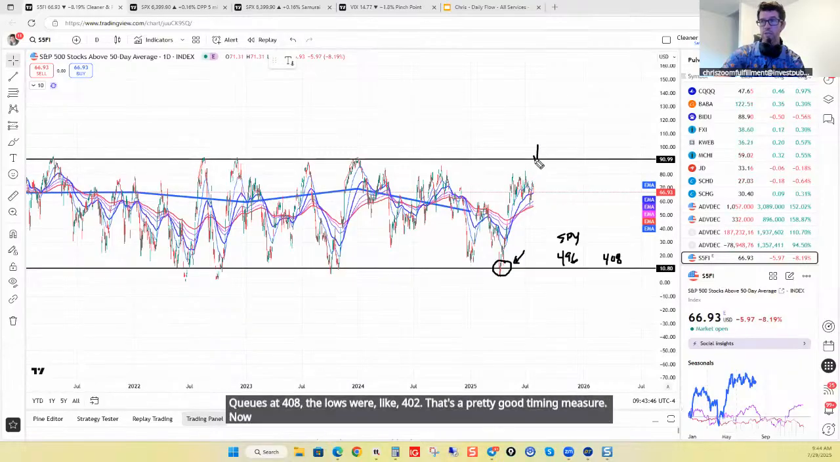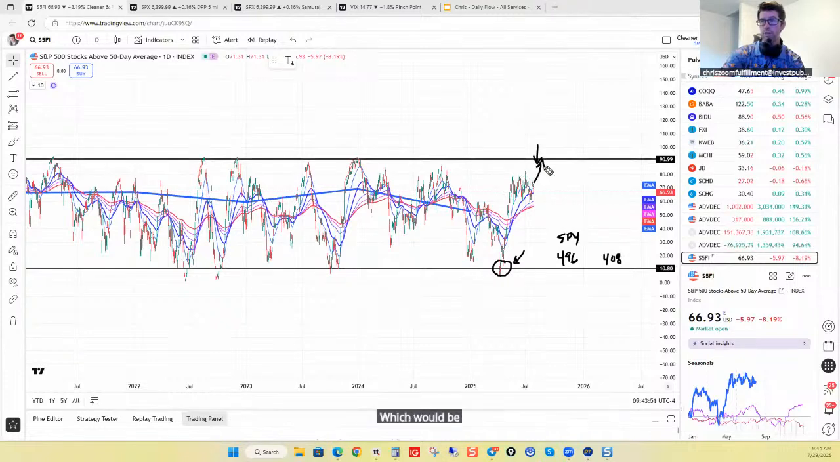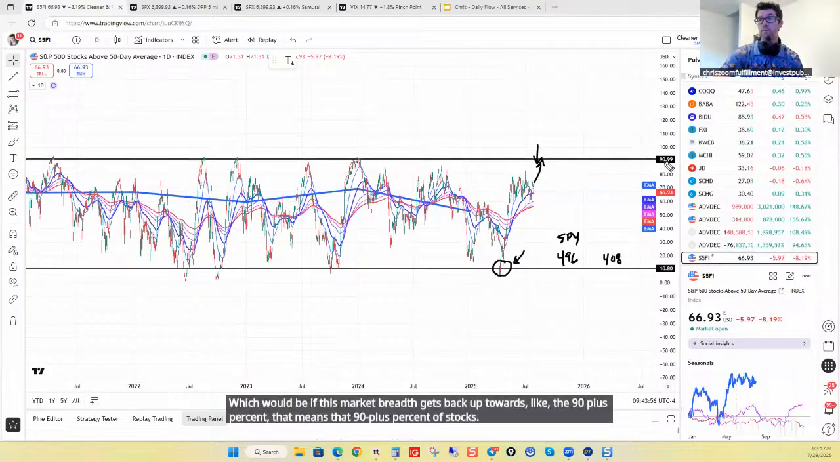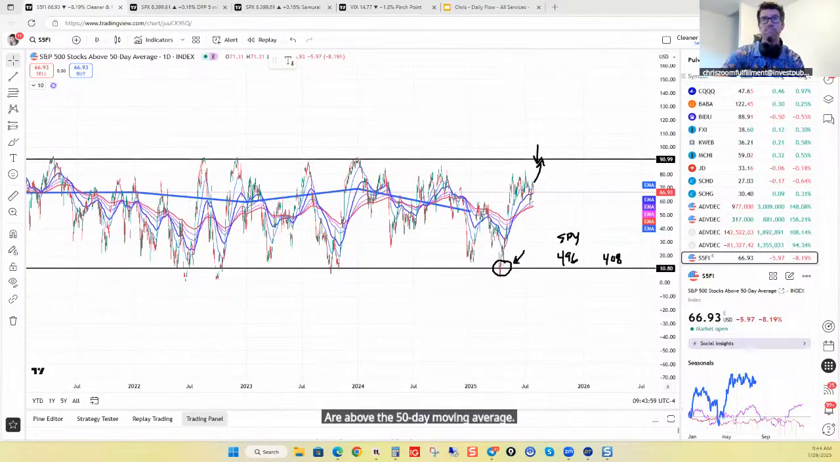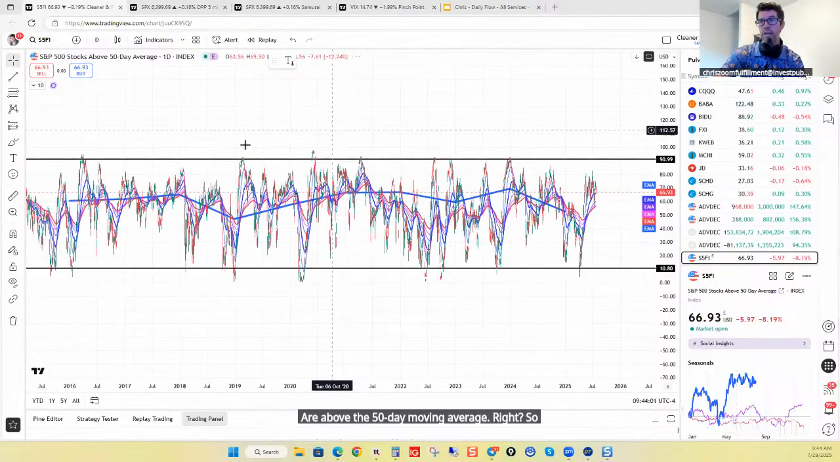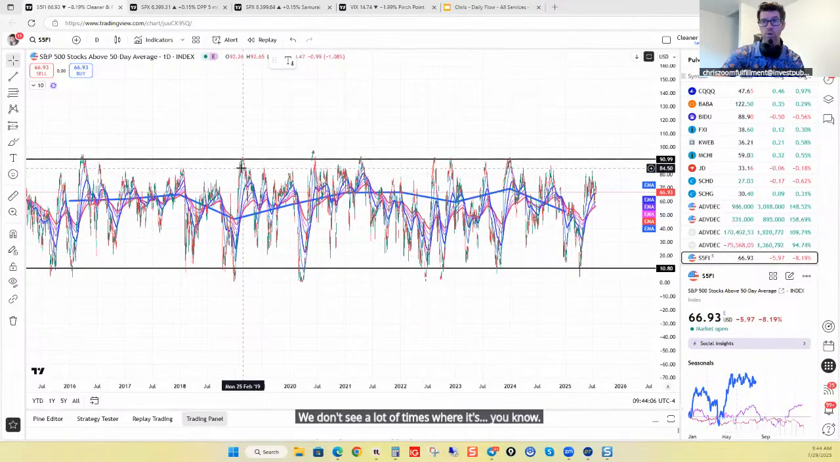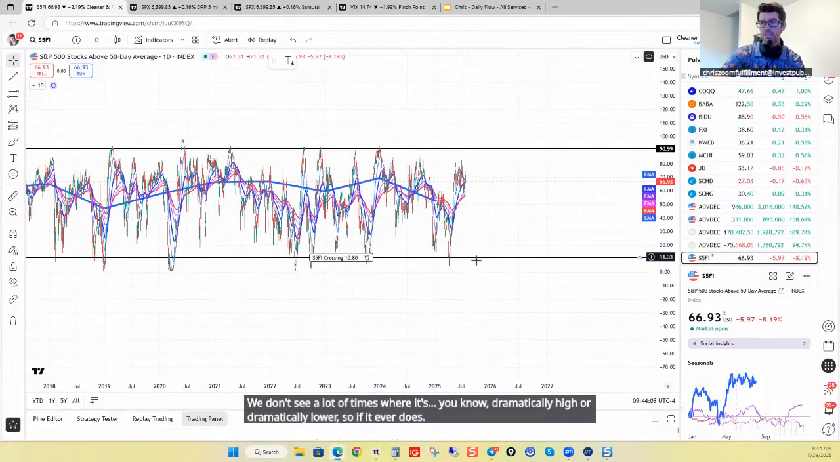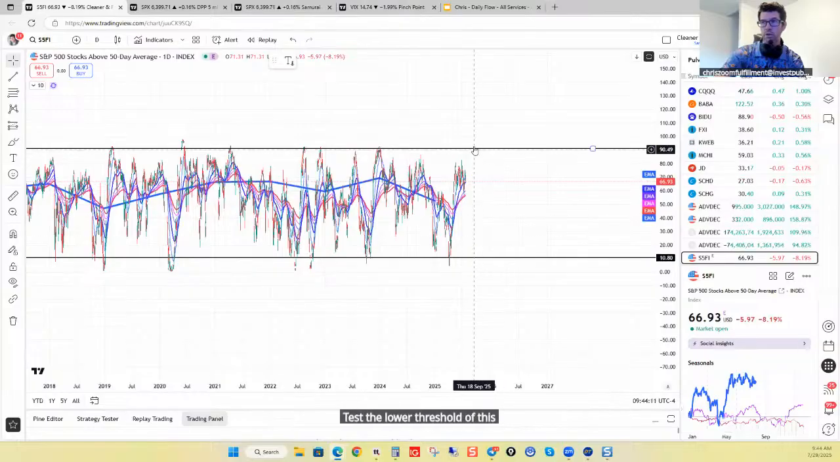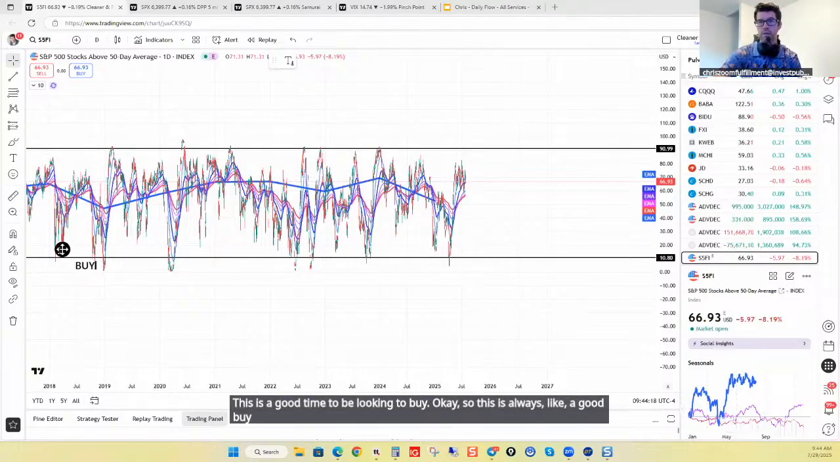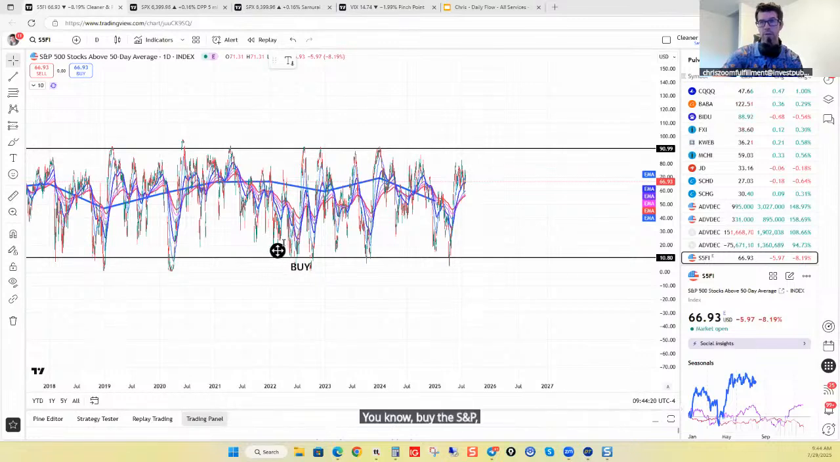Now, the same thing would be true to take your profits or look to maybe add some hedges, which would be if this market breadth gets back up towards like the 90 plus percent. That means that 90 plus percent of stocks are above the 50-day moving average, right? We don't see a lot of times where it's dramatically high or dramatically low. So if it ever does test the lower threshold of this market breadth indicator, this is a good time to be looking to buy. This is always a good buy indicator. So you can buy the S&P, buy the S&P, buy the S&P. Look at when these timings are.